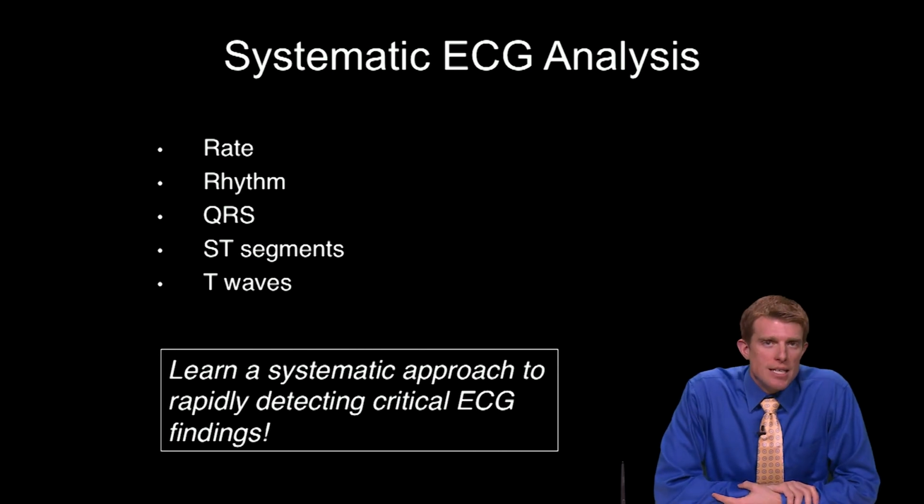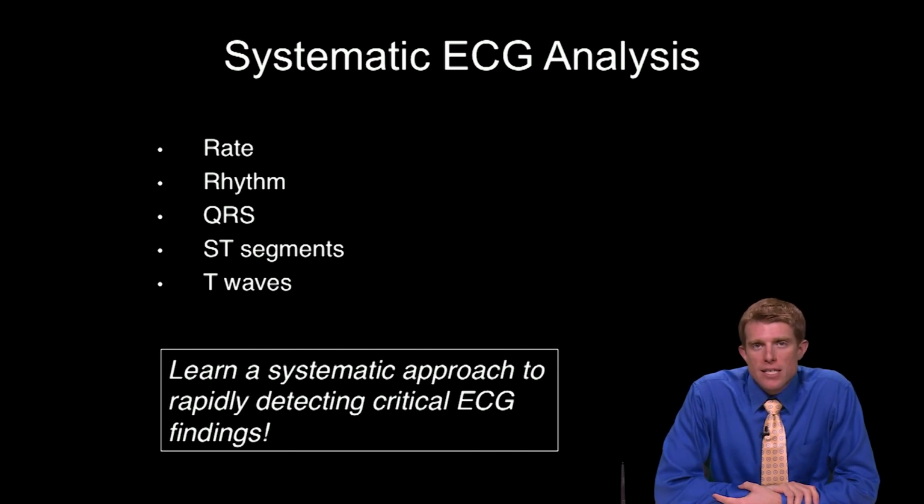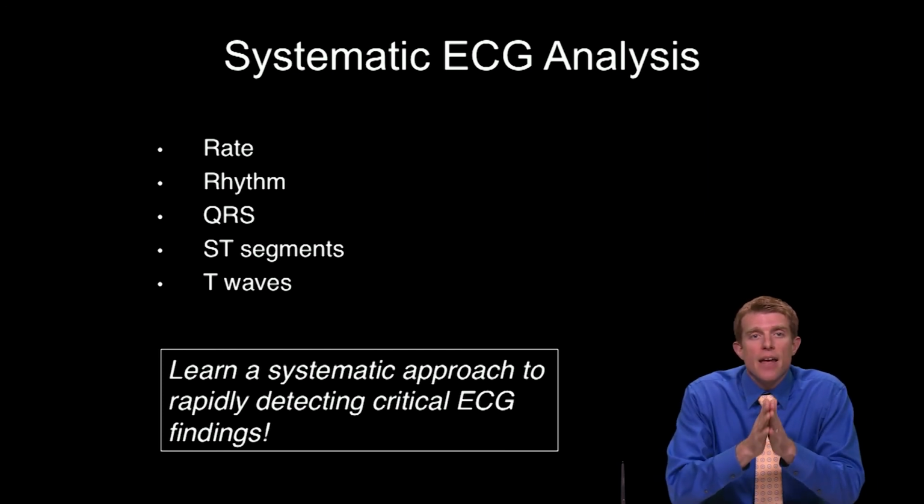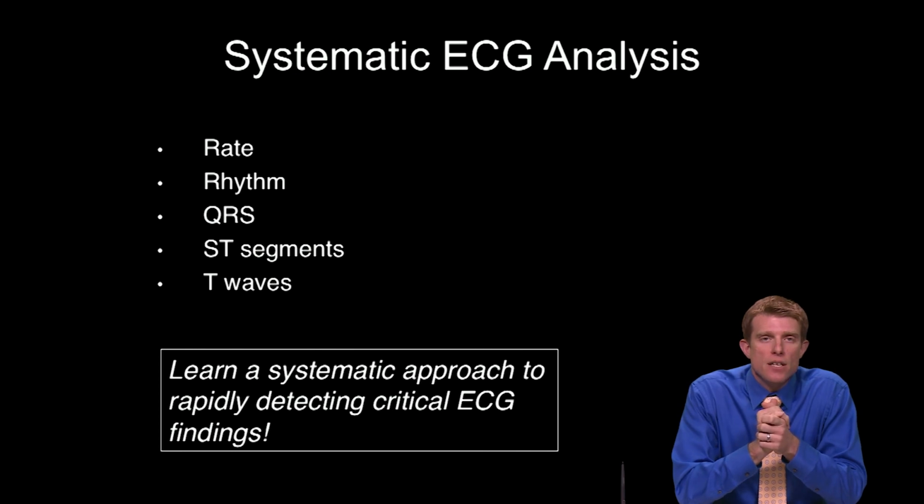So we're going to use the ECG that we obtained then to do a systematic approach to rapidly reviewing the ECG, looking for the critical findings that we need to know right away. And we're going to do a rate, and then look at the rhythm, the QRS complex, the ST segments, and then finally the T waves. And using a systematic approach, we should be able to evaluate an ECG after practice in about 30 seconds to 2 minutes without missing any significant major findings.